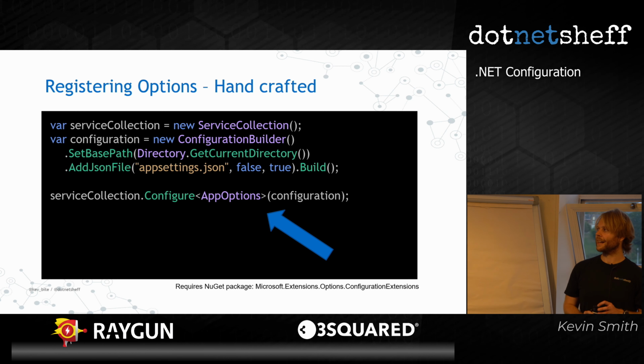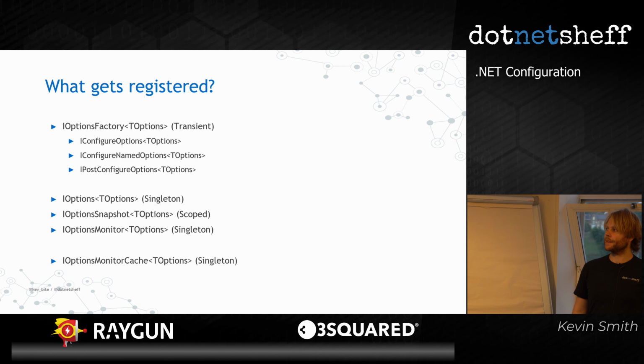You can also do this handcrafted as well. So if you're not using ASP.NET Core, you can literally create a service collection and a configuration builder, and then these methods will just work. You also need to include Microsoft.Extensions.Options.ConfigurationExtensions to get the extra extensions so you can use them. So these are the bunch of things that get registered.